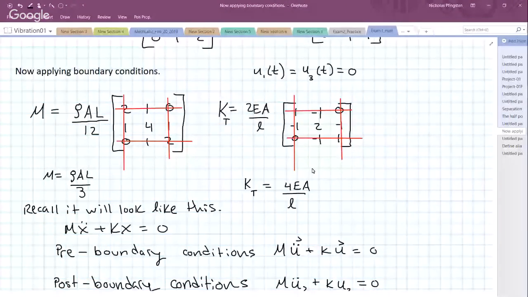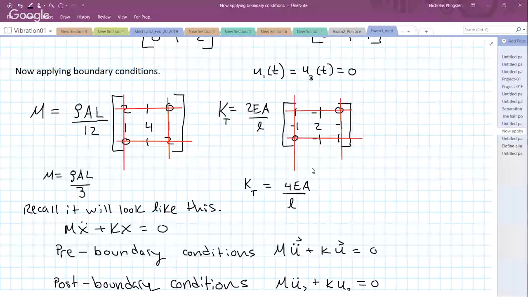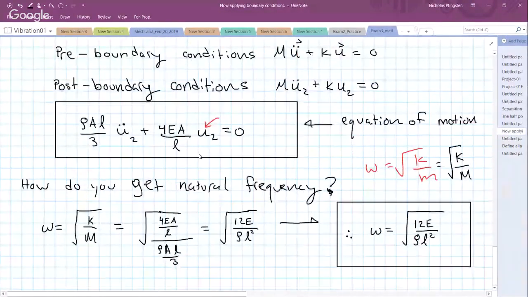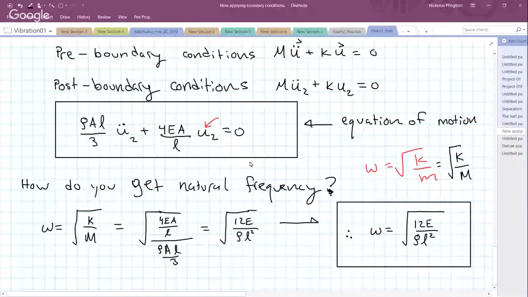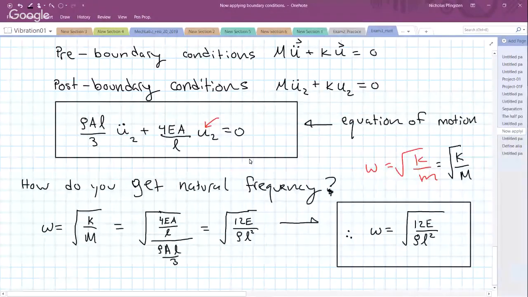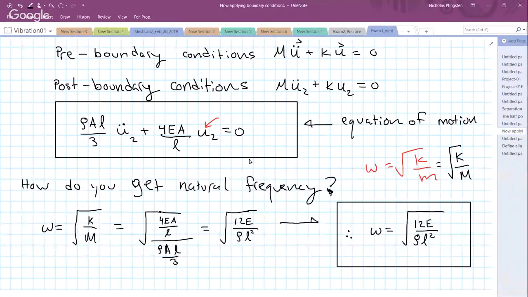We sidestepped, or indirectly applied, Lagrange's equation. This is my system mass matrix. This is my system stiffness matrix. And all I have to do is take that mass matrix and multiply it by my nodal acceleration vector. All 3 nodes are participating. Then I take my system stiffness matrix, multiply it by my nodal displacement vector, add those, and set it equal to 0 because there are no forces acting on it. I've got my equation of motion. Questions?